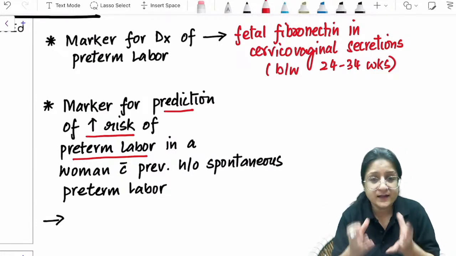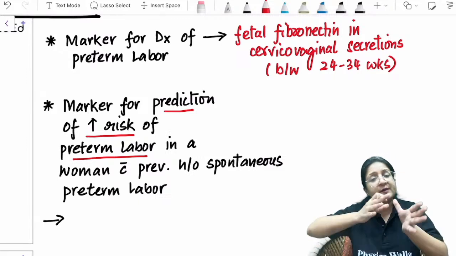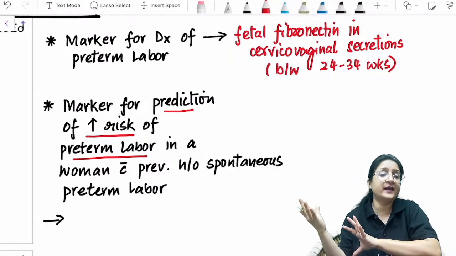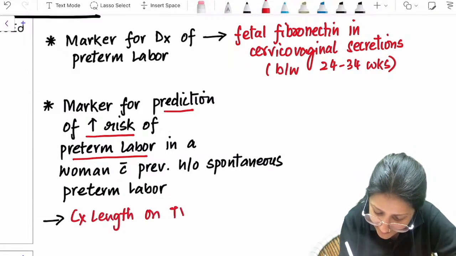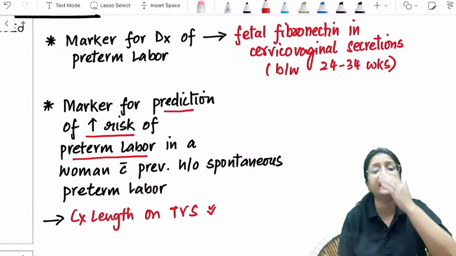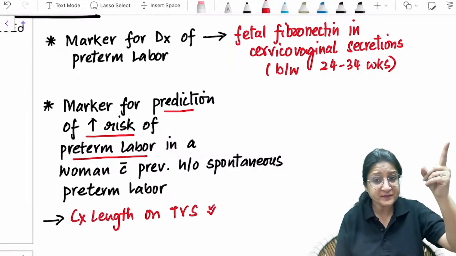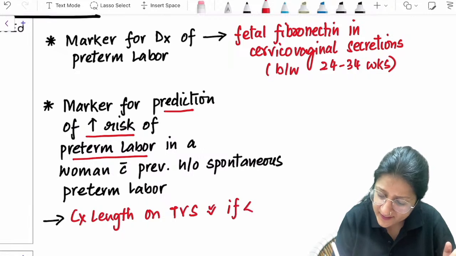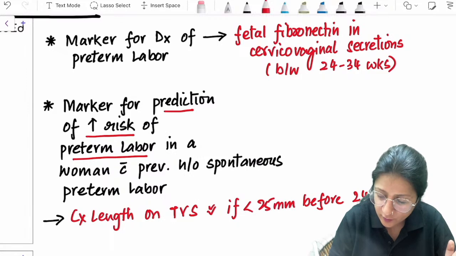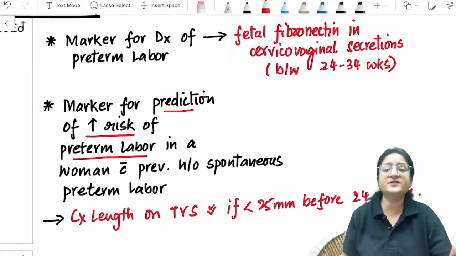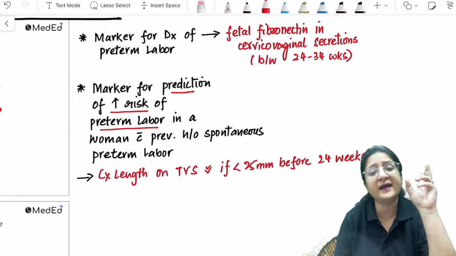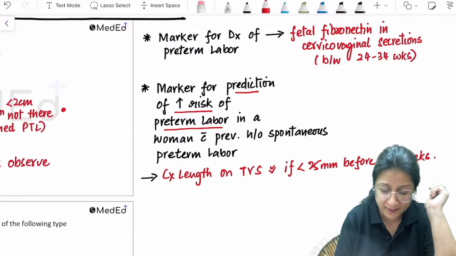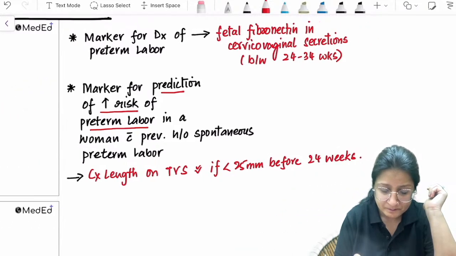Can you predict the risk of preterm labor in a woman maybe who has had history of prior spontaneous preterm labor? Then cervical length on transvaginal sonography. Remember that we discussed that yesterday also in cervical incompetence. So if it is less than 25 mm before 24 weeks, it is predictive of increased risk of preterm labor. So these are important one-liner pointers again for MCQs. You should remember that as well.